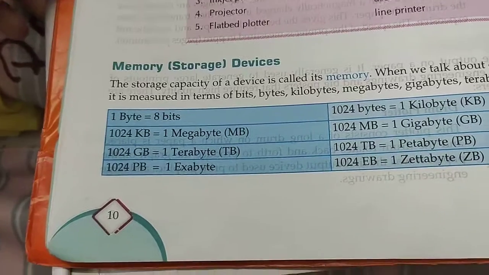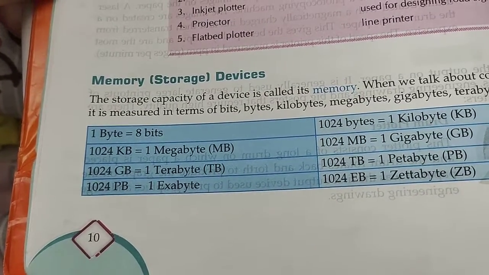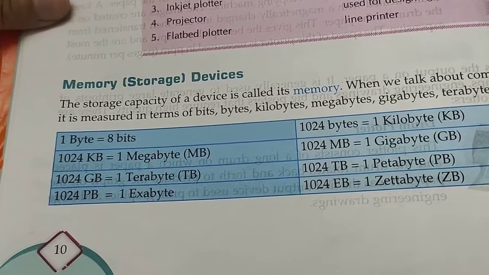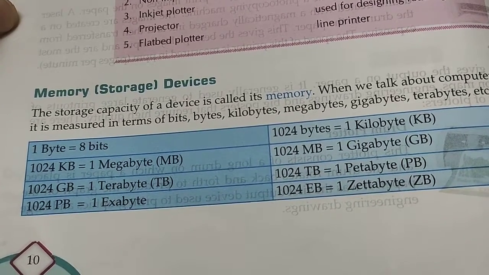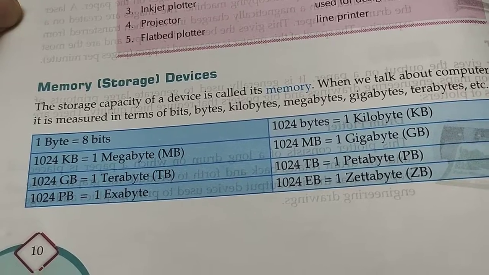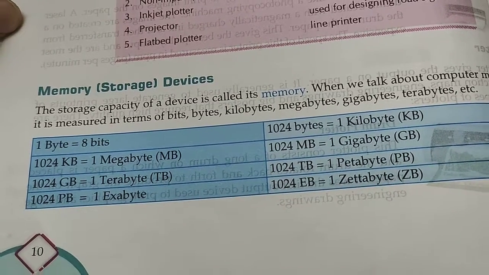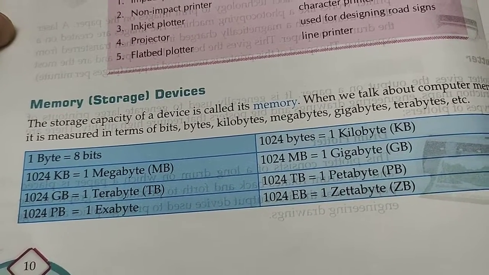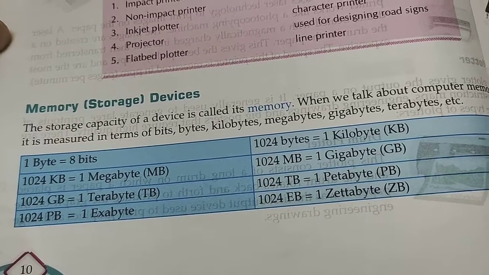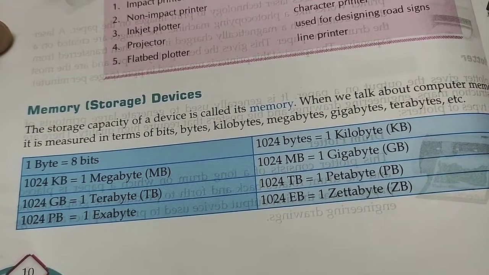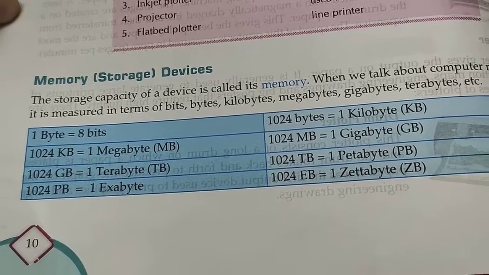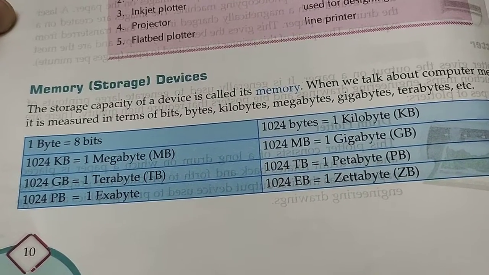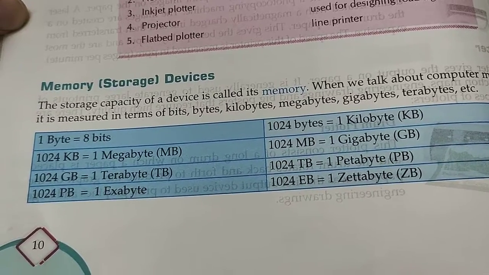Hello students, last part, that is memory storage device. Memory storage is the main part of the computer. In input device we require memory, in output device also we require memory, and in processing device also we require a memory. The storage capacity of a device is called its memory, and it should be used to collect and save every data, or else we can misplace our data.